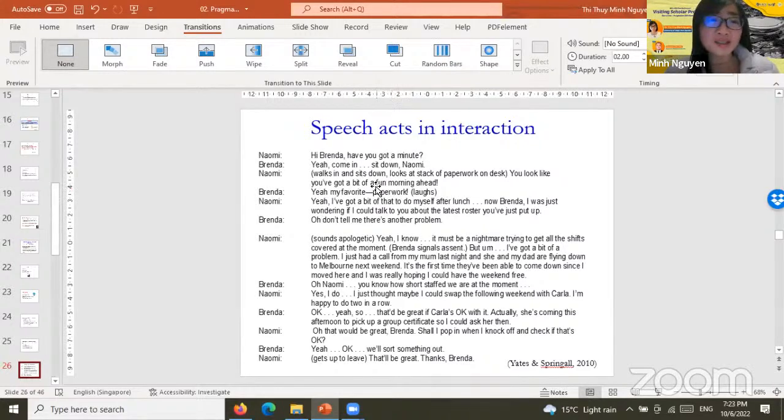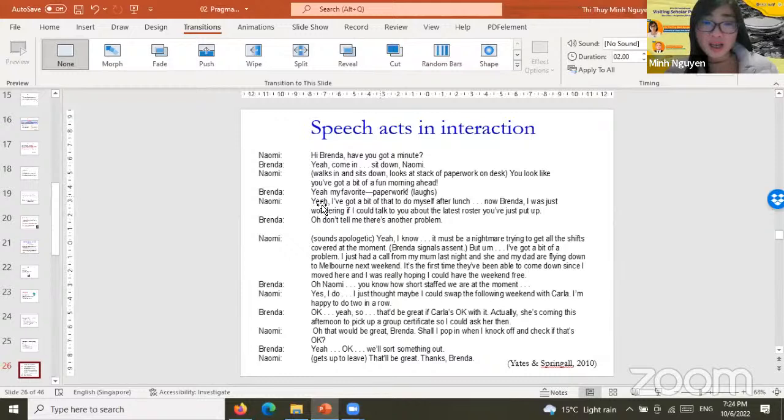But then why does Naomi say that? It's kind of a joke. Why do we make jokes? To establish rapport with people, to create harmony, to sound friendly, to create a kind of co-membership to the same culture. "Yeah, my favorite paperwork," laugh. So Brenda got it, and then they exchange jokes as a way of establishing a friendly atmosphere.